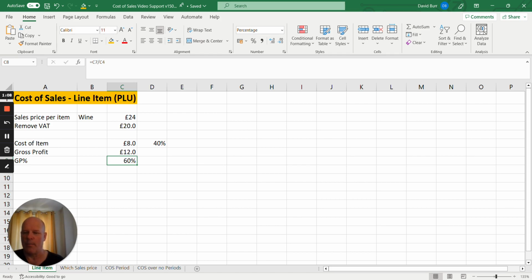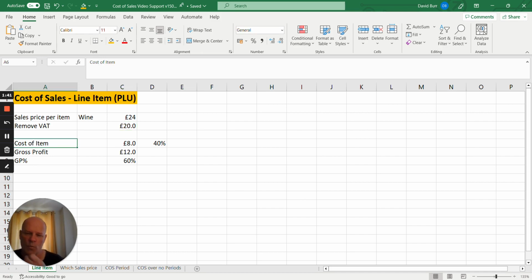Like in this example, a bottle of wine. The sale price per item from the till would include VAT, and it'd be £24. First thing you've got to do is remove the VAT to give you the net selling price, excluding VAT. To do that, you just divide the £24 by 1.2, as long as your VAT is 20%. So it's C3 there, divided by 1.2. Gives you £20, excluding VAT.